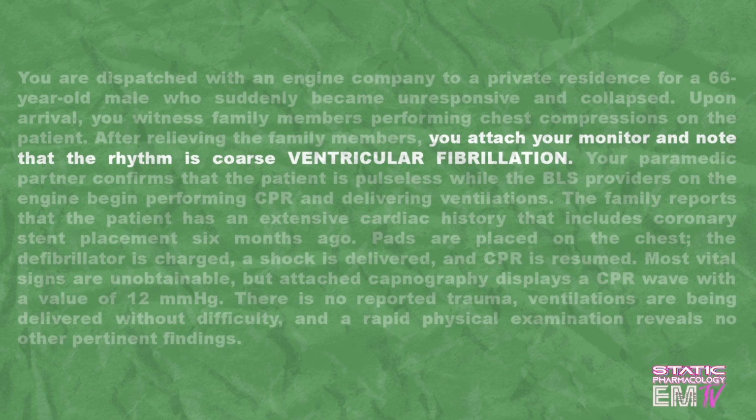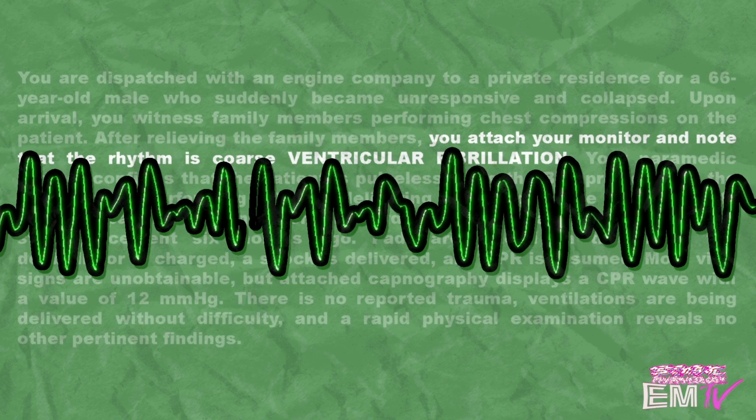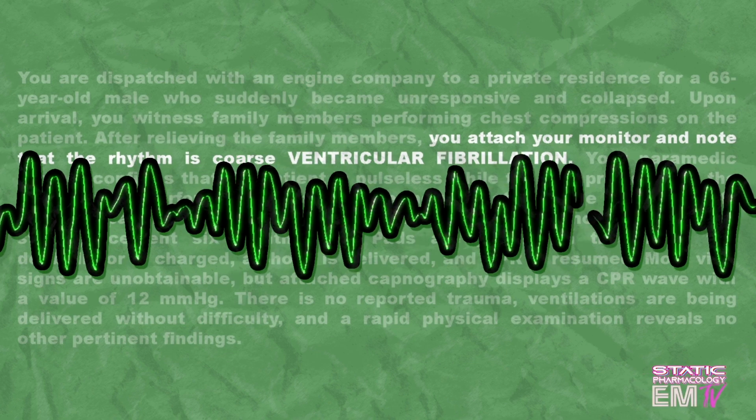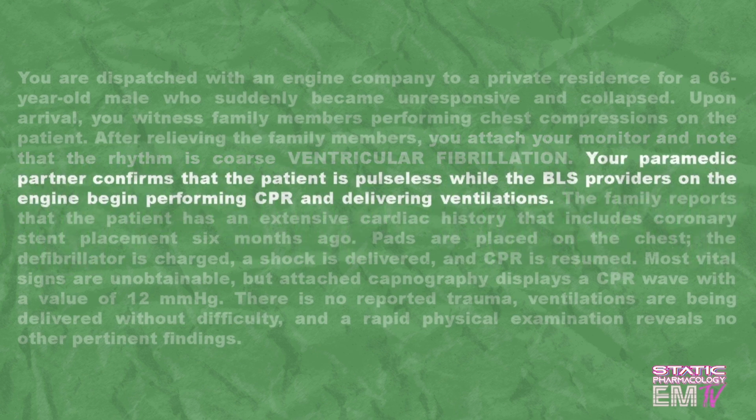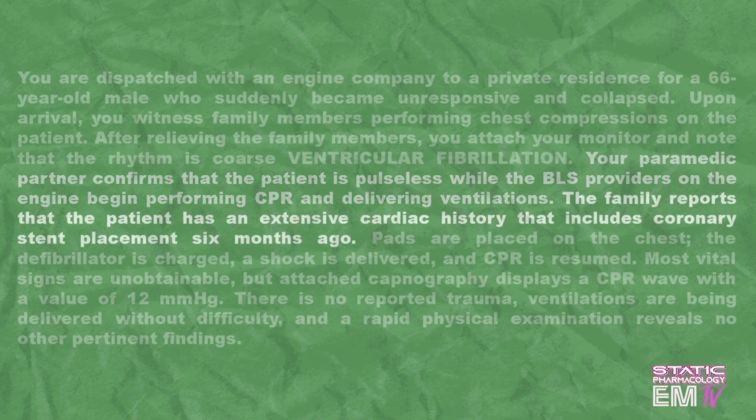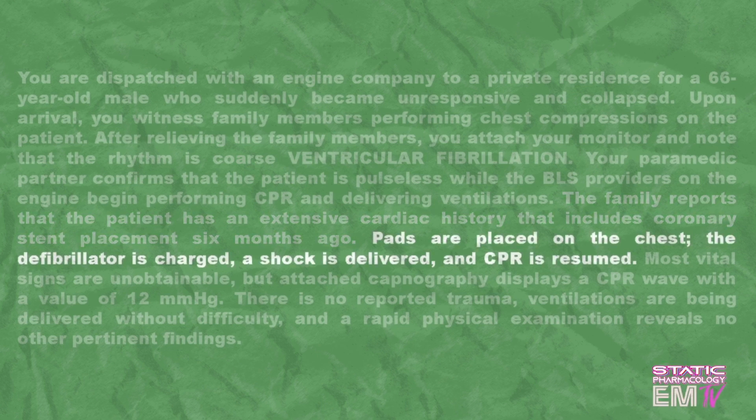For those unfamiliar with what coarse ventricular fibrillation looks like, here's an example. We'll talk more about this condition in a little bit. Your paramedic partner confirms that the patient is pulseless, while the BLS providers on the engine begin performing CPR and delivering ventilations. The family reports that the patient has an extensive cardiac history that includes coronary stent placement 6 months ago. Pads are placed on the chest, the defibrillator is charged, a shock is delivered, and CPR is resumed.